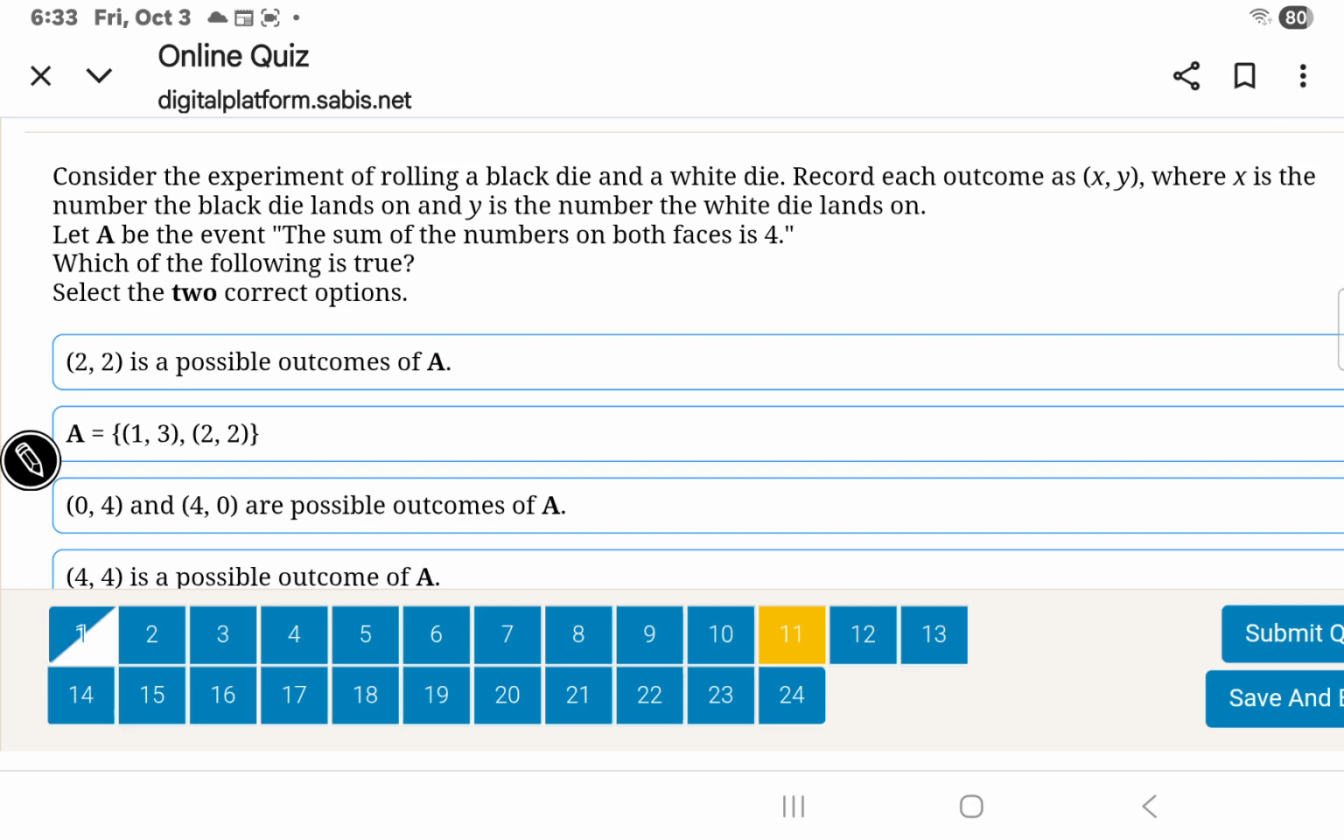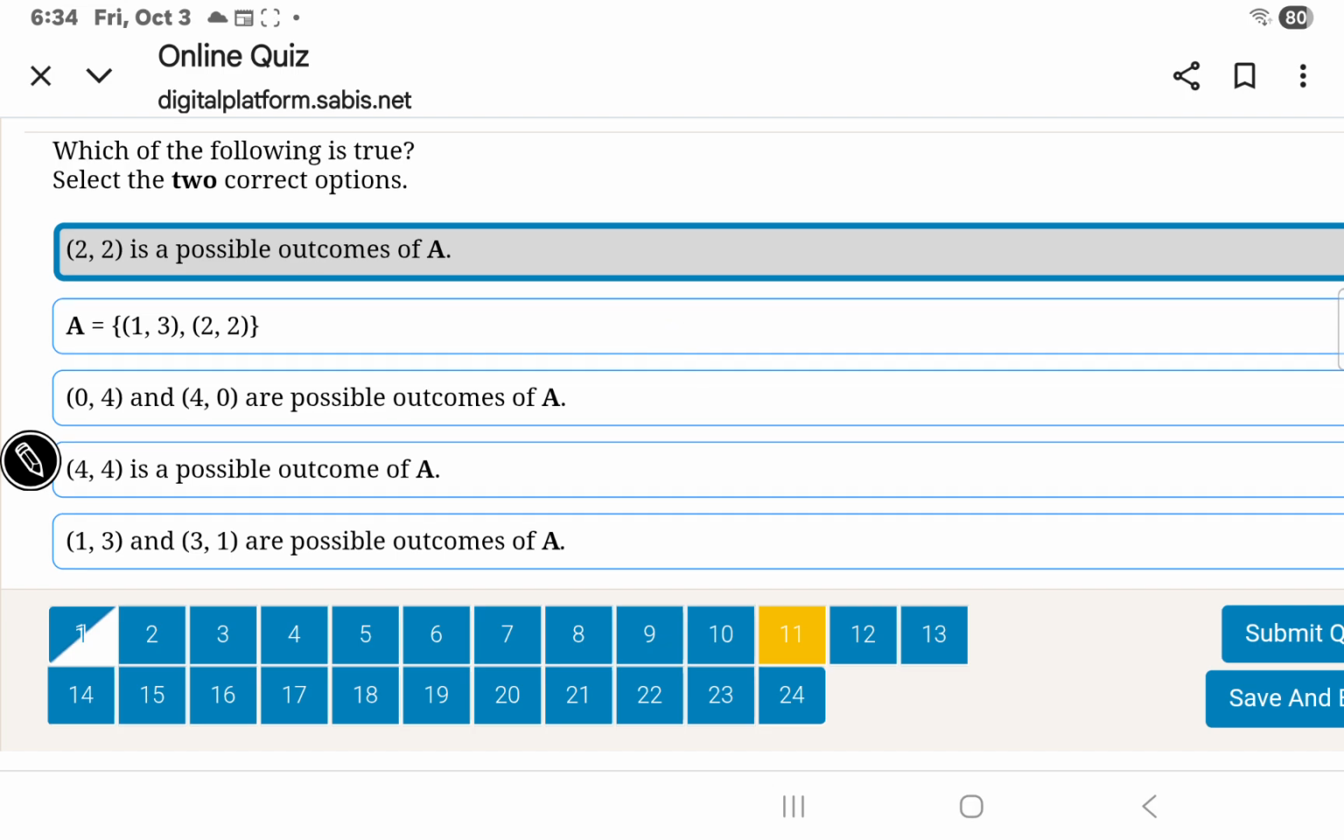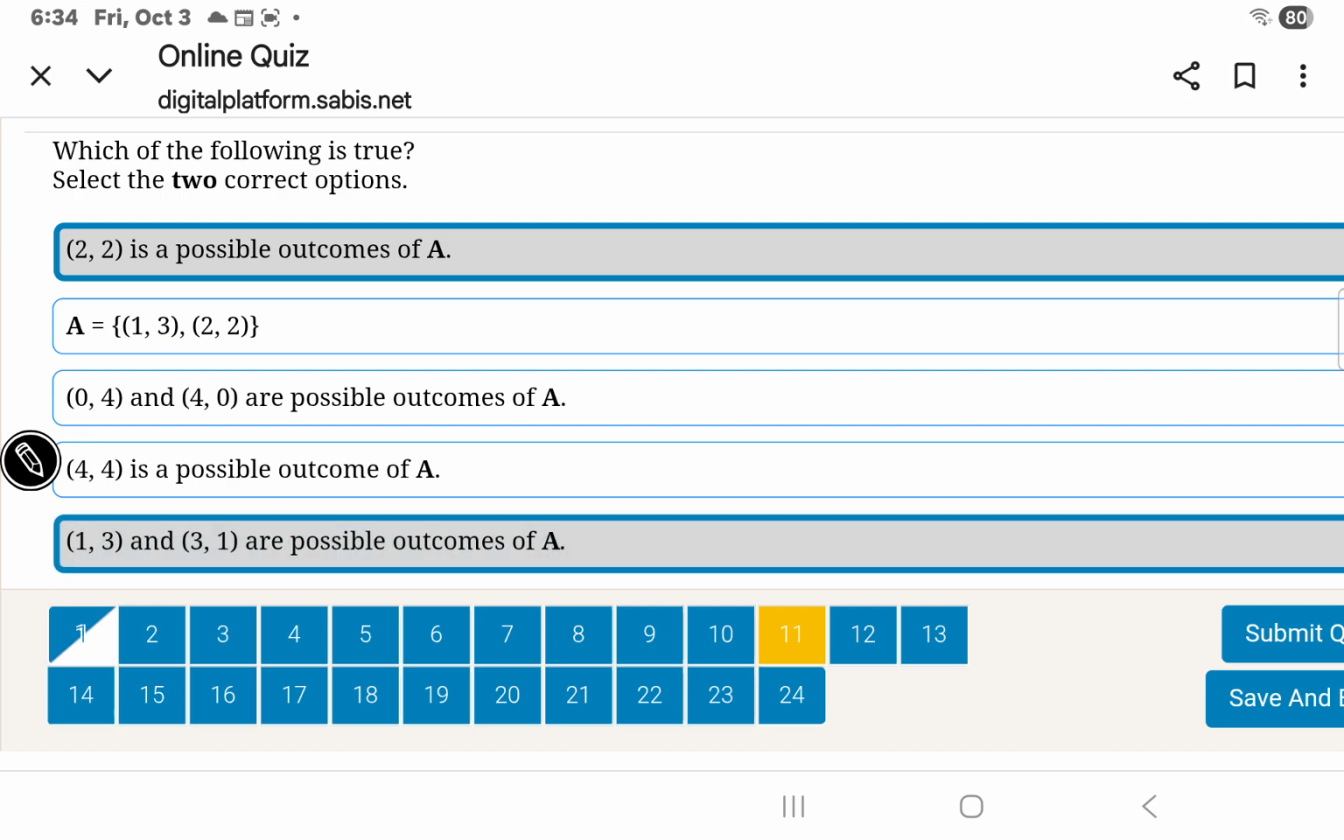Consider the experiment of rolling a black die and a white die. Record each outcome as xy, where x is the number the black die lands on, and y is the number the white die lands on. Let A be the event that the sum of the numbers on both faces is 4. Which of the following is true? Select two options. The sum is 4. This means 2, 2 is a possible outcome. And these two coordinates are possible outcomes.